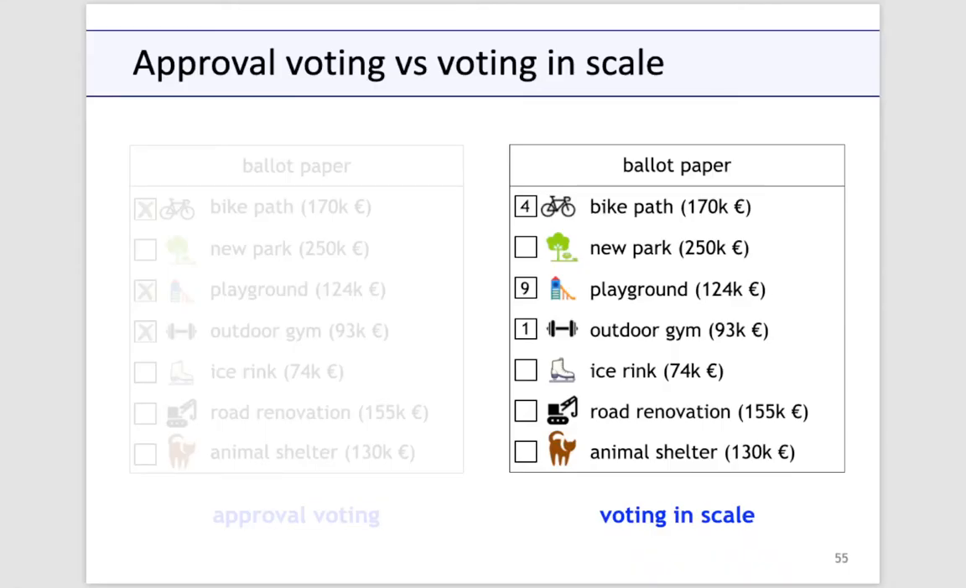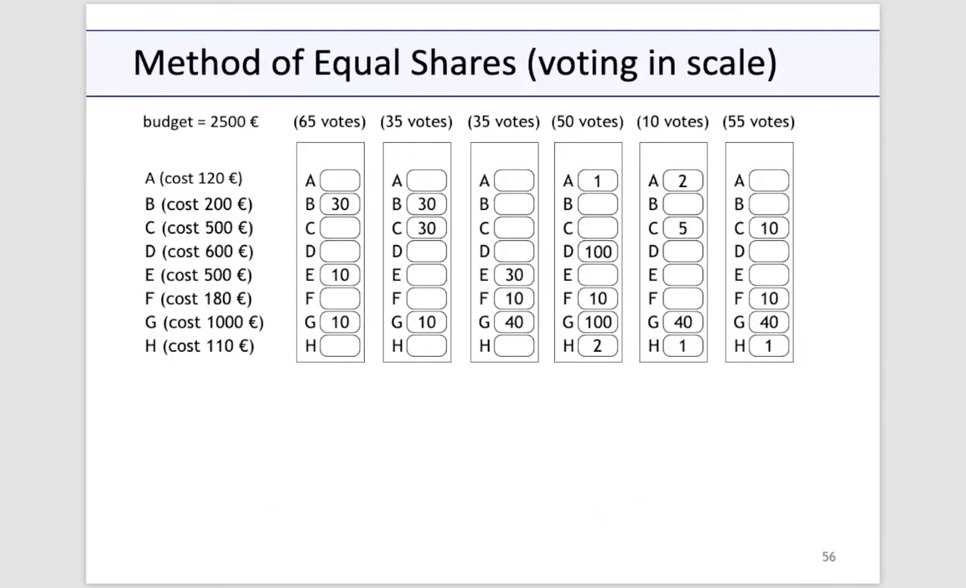Let me now explain the definition of the method of equal shares for the case of voting in scale. Let me recall that when the voters vote in scale, this means that each voter assigns a certain number of points to each project, quantifying her satisfaction from the project. Let me illustrate this definition through the following example.